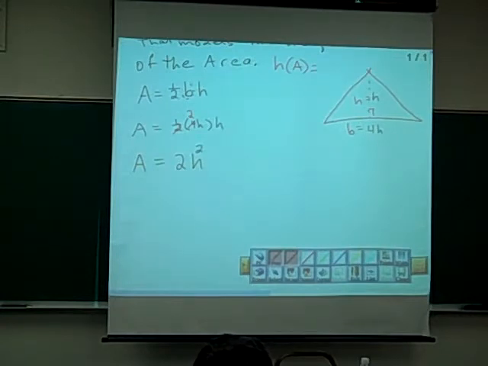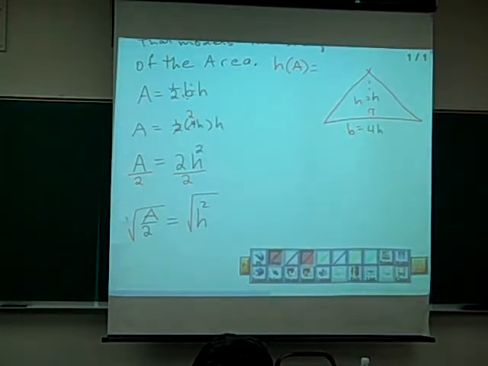But is that what we want? No. We want H of A, right? This is A of H. So what do we have to do? Divide by 2. We're solving for H, so this is A over 2 equals H squared. Then what? Apply the square root.